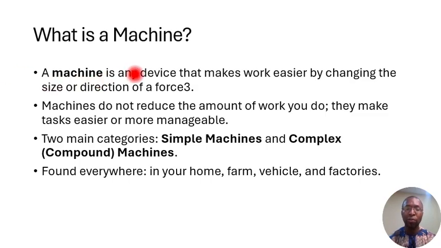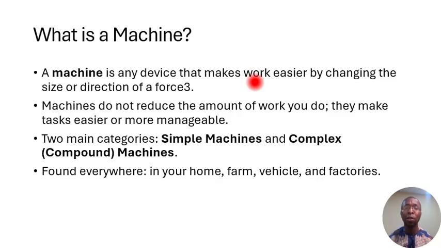A machine is any device that makes our work easier by changing the size or direction of a force that we apply to it. Machines do not really reduce the amount of work we do, they just make our tasks easier or more manageable. It doesn't reduce the amount of work we want to do.